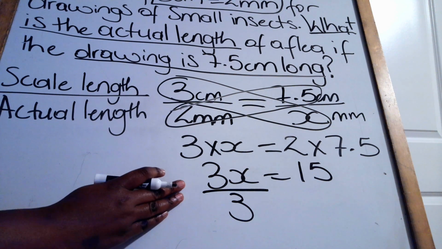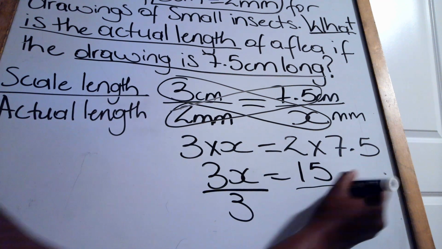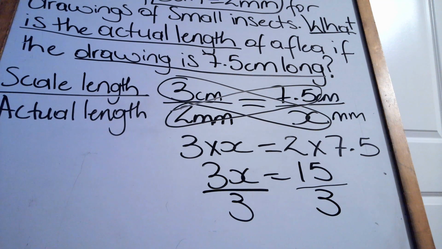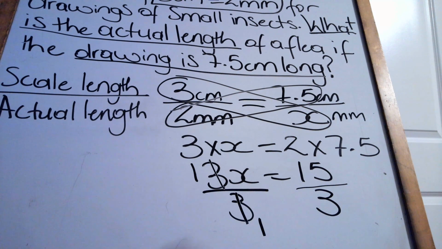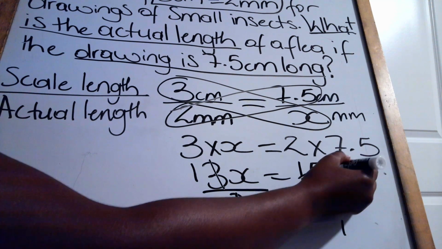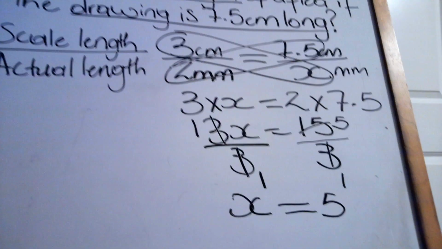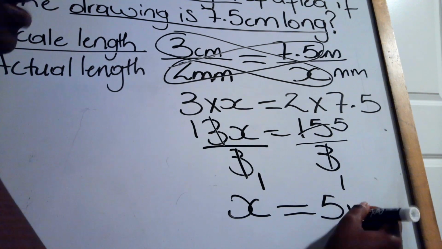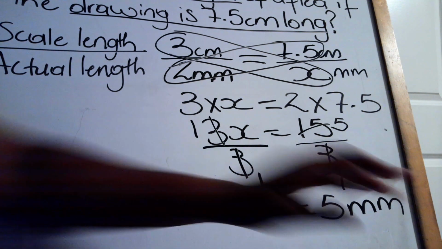Anything we do to one side of the equal sign, we also have to do the same thing to the other side. So we divide both sides by 3. 3 into itself is 1. 3 into 15 goes 5 times. We're left with x is equal to 5. And the units, remember, we must write our units at all times. So the answer is 5 millimeters.